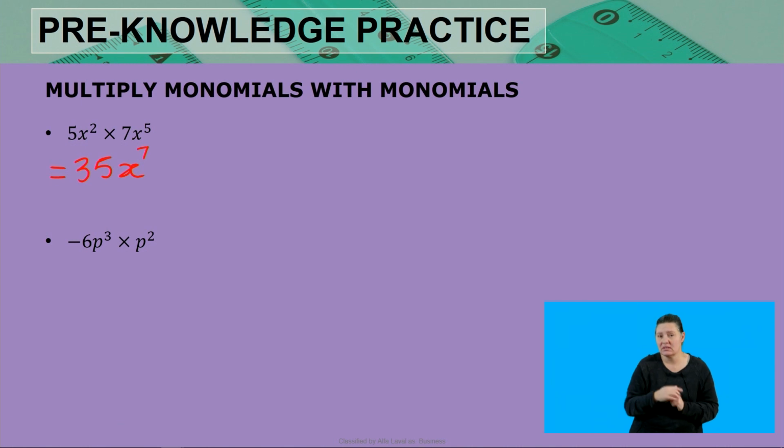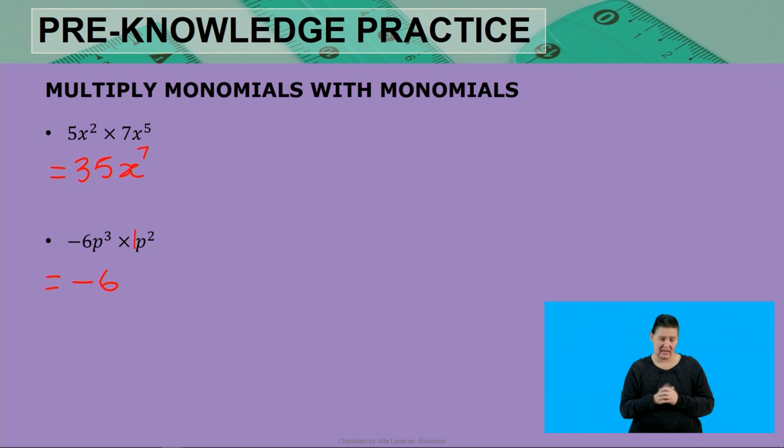The next one is negative 6p cubed multiplied by p squared. Again, let us start by multiplying the integers. When there is a p squared only, there is only one p squared, so the coefficient for that p squared is 1. So we multiply negative 6 by 1, and that is going to give us negative 6.